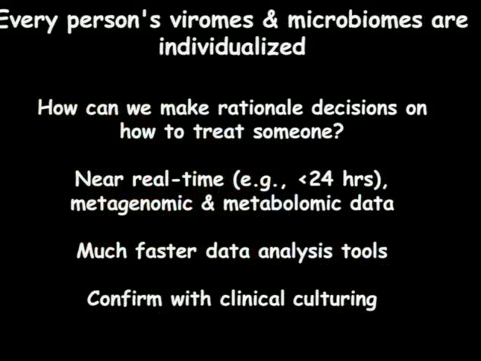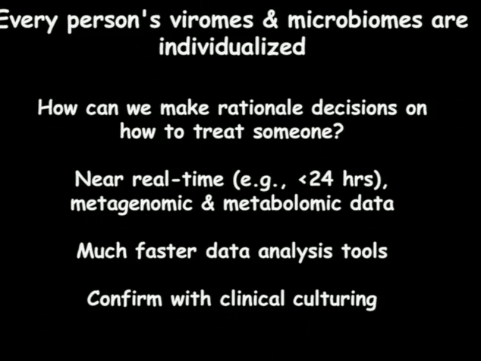All right, so if everybody's viromes and microbiomes are individualized, can we actually come up with ways to use this data? And how would we go about doing it? The thing we've been really looking at is, one, getting really quick data for the clinicians. So that's one thing that needs to be developed. We want to get metagenomic and actually metabolomic data really quickly, within the first 24 hours or so.